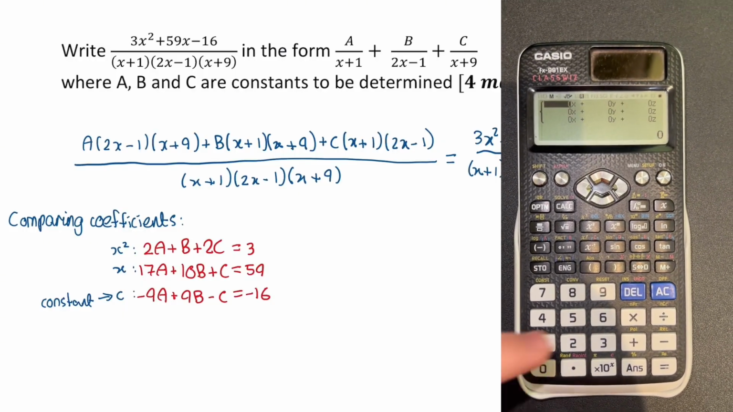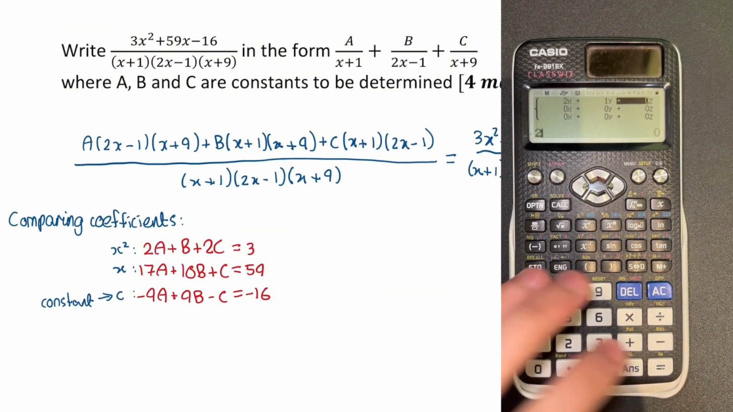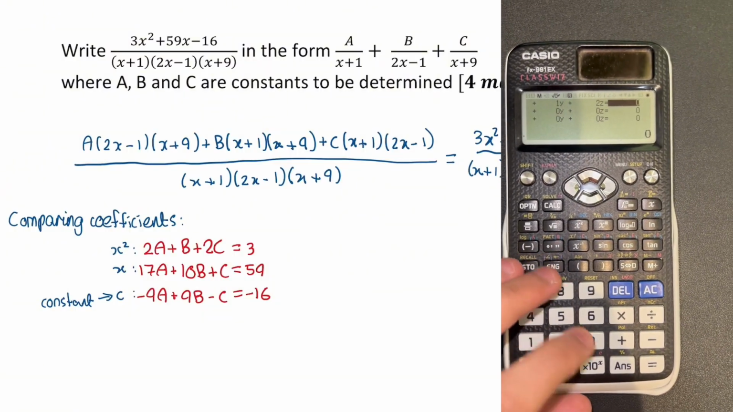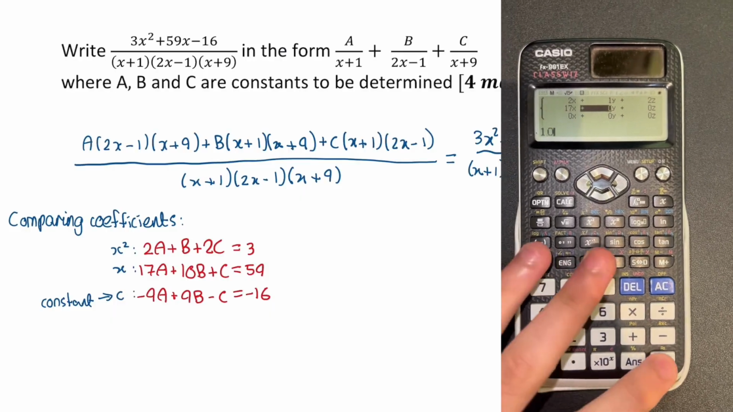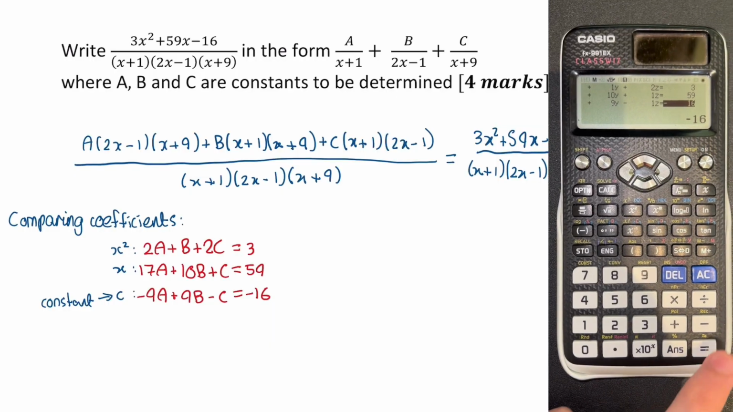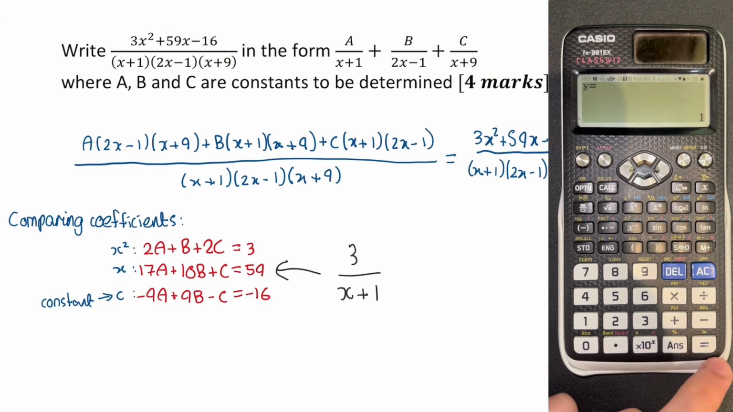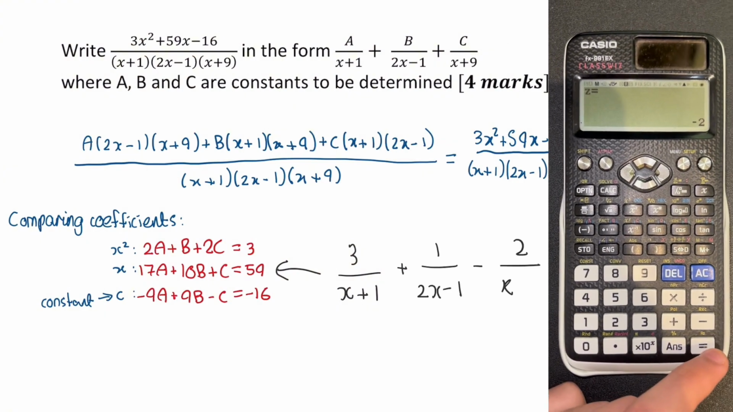And then we just need to type in our simultaneous equations. So let's type in our first line, which is 2a plus b plus 2c equals 3. And then we just do the same for the remainder of the simultaneous equations. Once you've typed in all your equations, just press equals and then you get your solutions. So a is equal to 3, b is equal to 1, and c is equal to -2.